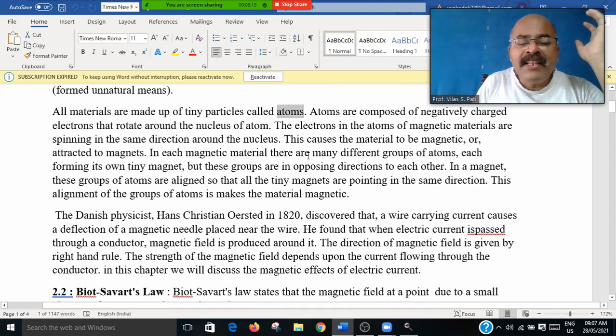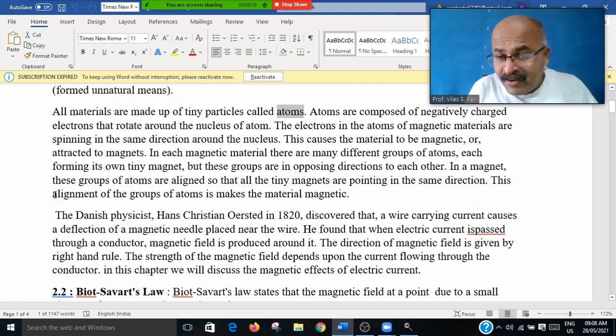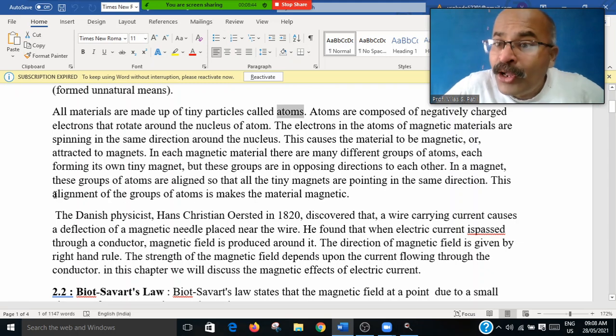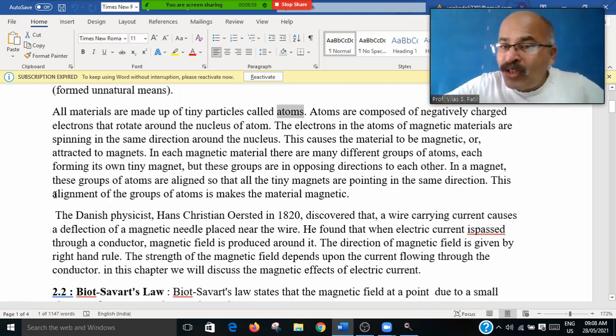In each magnetic material, there are many different groups of atoms forming their own tiny magnets, but these groups are in opposite directions to each other. These groups of atoms are aligned in a direction, which means that in that matter different groups are produced with a resultant magnetic dipole moment in one direction. These groups are known as regions, or domains, in which the magnetic dipole moment is directed along one direction.